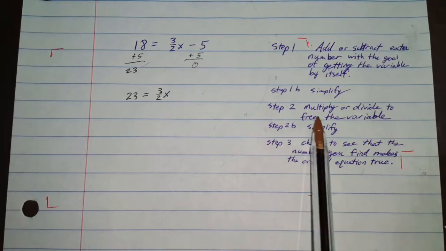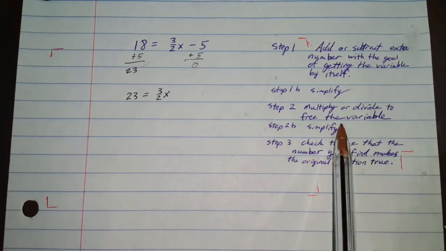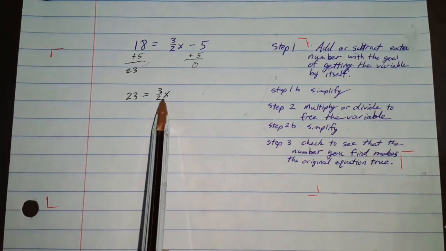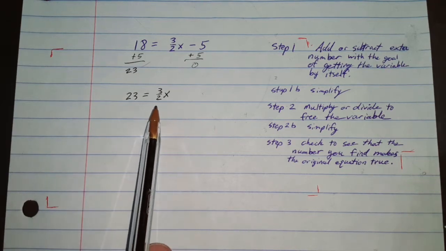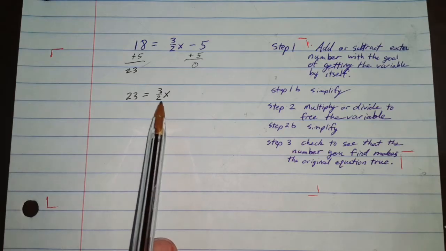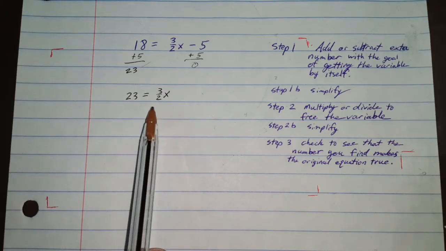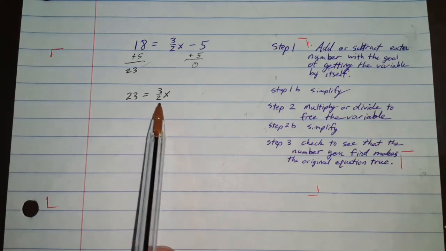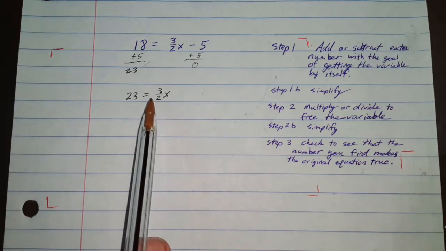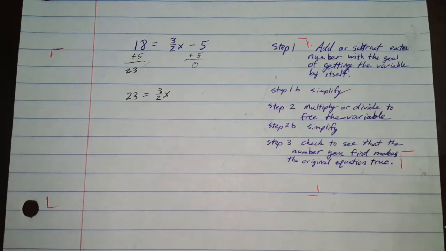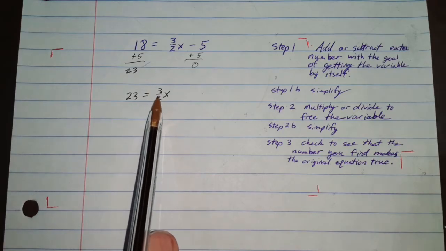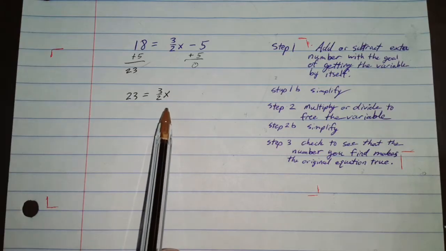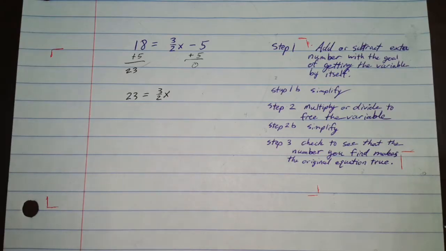Alright, so going on to step 2 here, I want to multiply or divide so that I can free this variable. So one nice thing about a fraction, if you know this idea, is that whenever I multiply a fraction by its reciprocal, it equals 1. This works for real numbers. And so I can make this go to 1, which would give me 1 times x is just x, and so I've effectively eliminated the fraction.